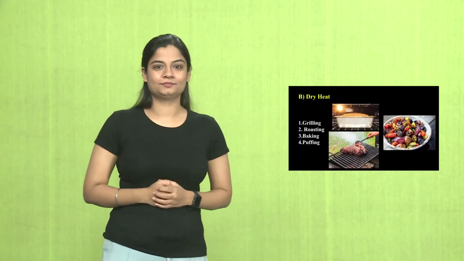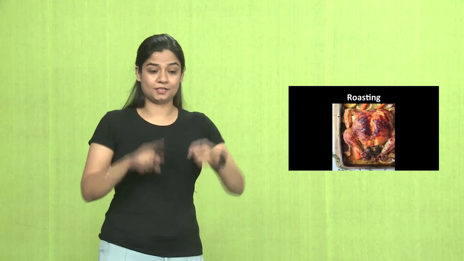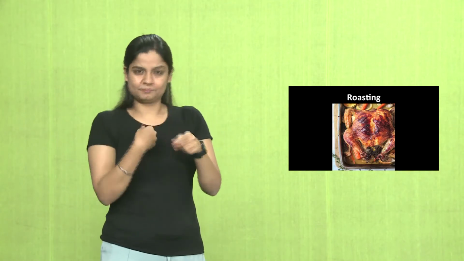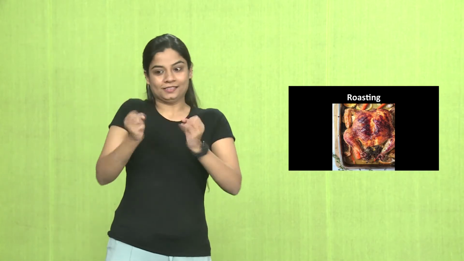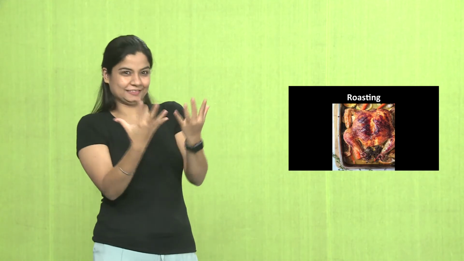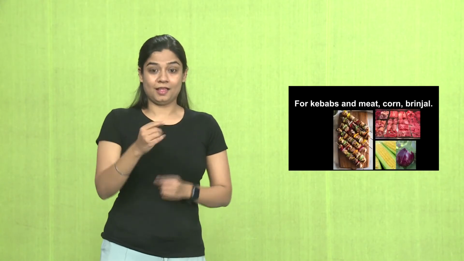So the first category is done. Let's discuss the dry heating category. The first one is called roasting. Roasting is brought in direct heat contact. For example, you buy a chicken, you coat it with oil and then you put it into heat. When it is heated, the chicken turns brown and adds flavor to it. So that is roasting. You can do roasting for chicken, for kebabs, for meat, for brinjal.